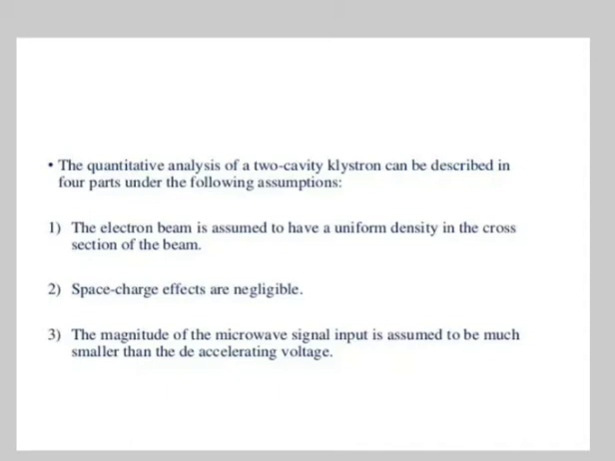The quantitative analysis of the two-cavity klystron can be described in four parts. The first is that the electron beam is assumed to have a uniform density in the cross section of the beam. The space charge effects are negligible. The magnitude of the microwave signal input is assumed to be much smaller than the DC accelerating voltage.